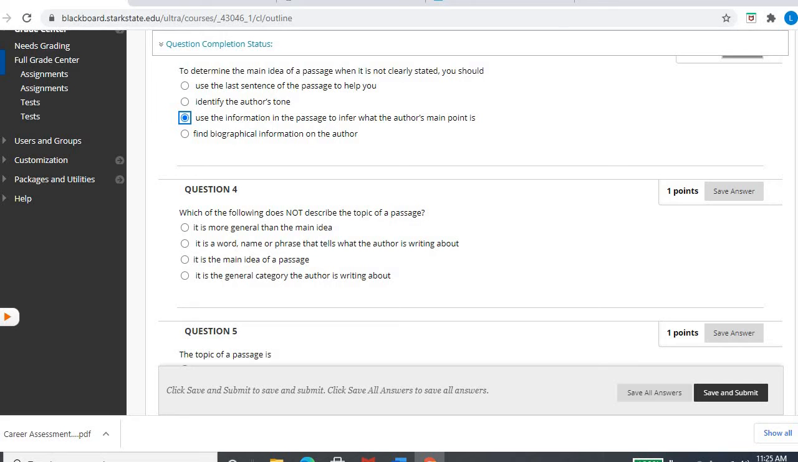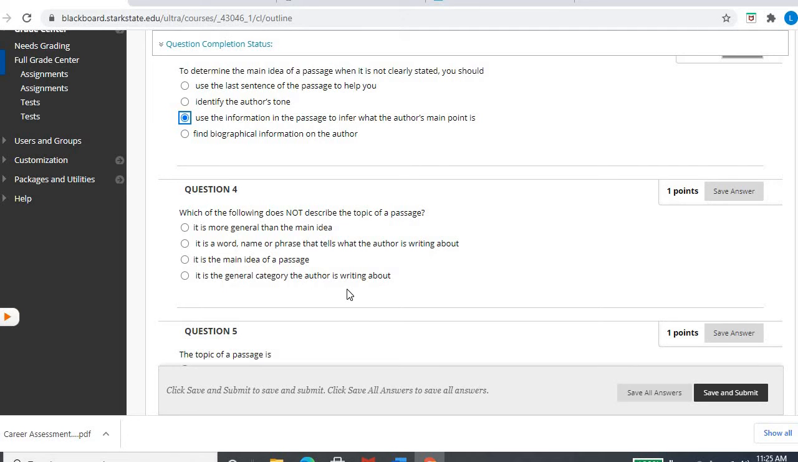So remember, the topic and main idea are not synonyms, but they work together. The topic is the who or what of a paragraph. So if you look here, I'm going to work my way backwards. It is the general category the author is writing about. Yeah, pretty close. The topic is the who or what. Sometimes the title will help you determine the topic, but the topic is that who or what.